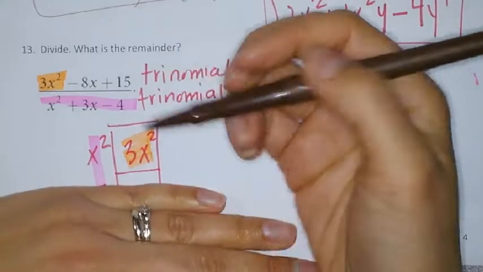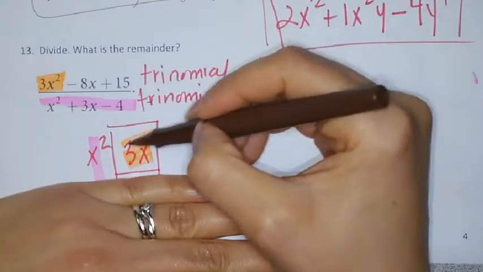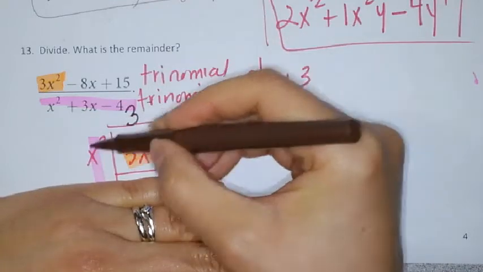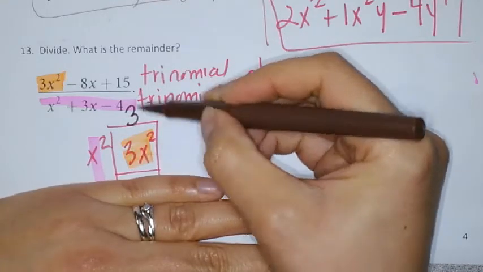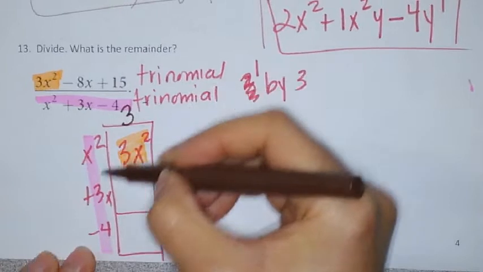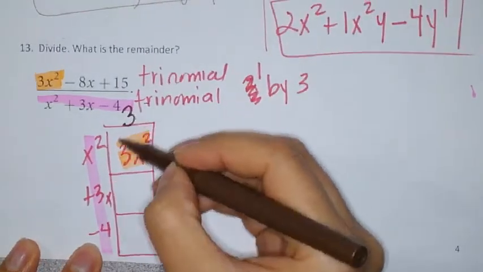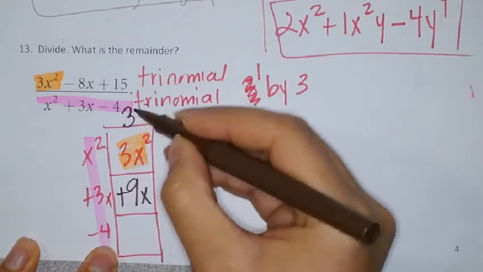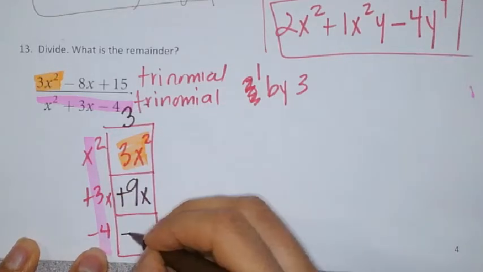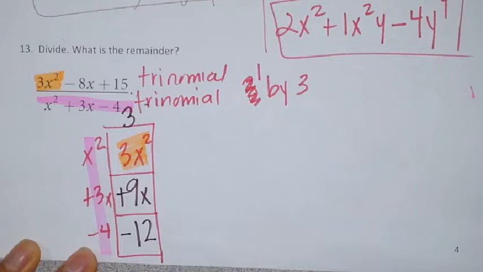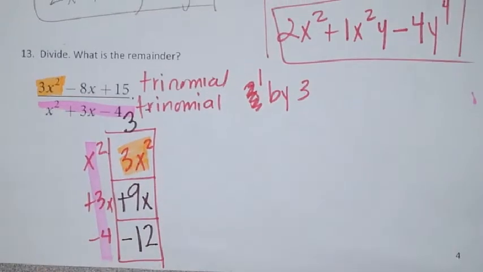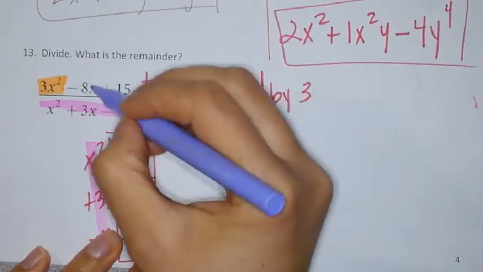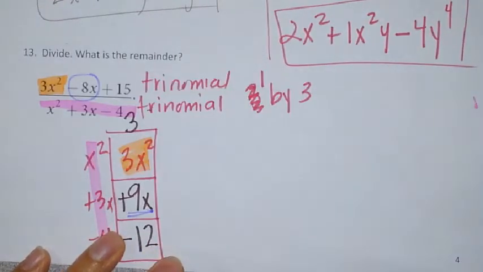And now I have to find that first part here. So, right here, x squared times what would give me 3x squared? So, times 3 is 3 times x squared is 3x squared. Once I have this on the top, now I have to multiply out the remaining boxes. So, 3 times 3x would give me positive 9x. 3 times negative 4 would give me negative 12. Okay? So, I'm done with the trinomial I get. Now I have to compare. So here I got 9x, but I need negative 8x. So I need a remainder here.